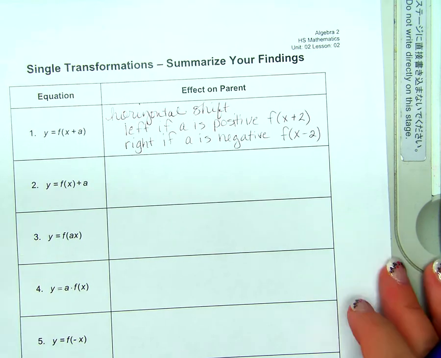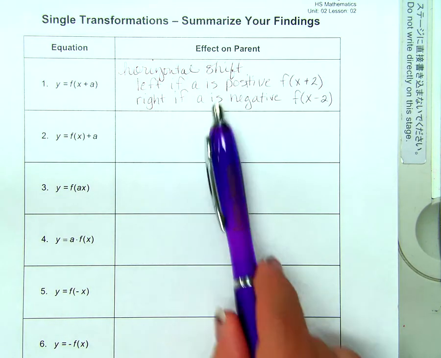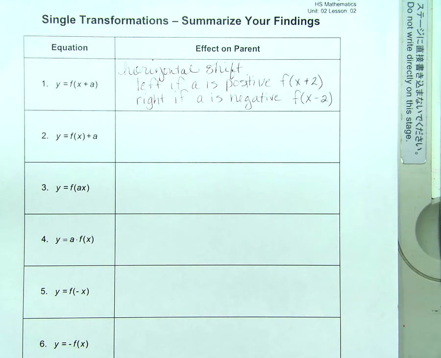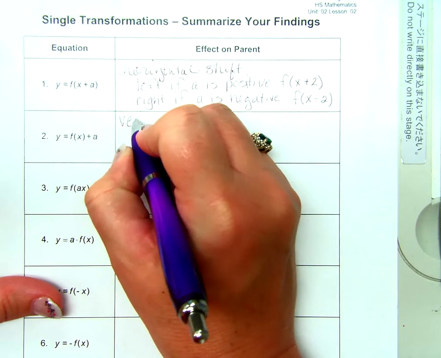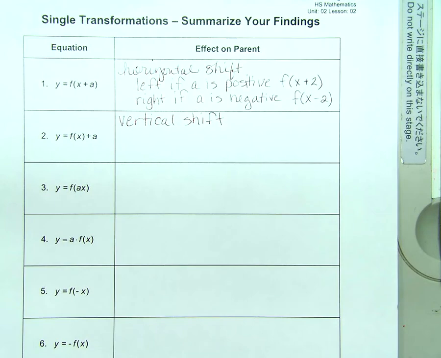Okay? So look at the next one. Y equals f of x plus a. How do you think this one moves compared to the parent? Yeah, absolutely. Look back if you need to. It's going to go up or down. So using this as a pattern, what am I going to write first? Vertical shift. Okay? How many directions are there vertically? 2. Up and down, right?